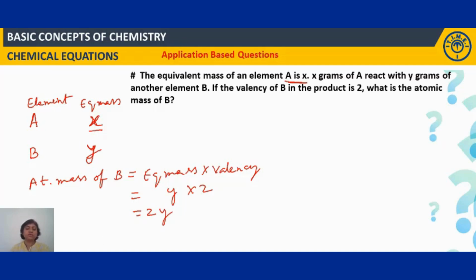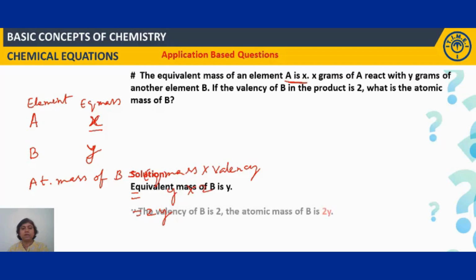Let's see the solution and then we'll move on to the next question. Solution is equivalent mass of B is Y. Since the valency of B is 2, the atomic mass is 2Y. Equivalent mass of B is Y, valency is 2, so atomic mass is 2Y. Okay, let's move on to the next question.